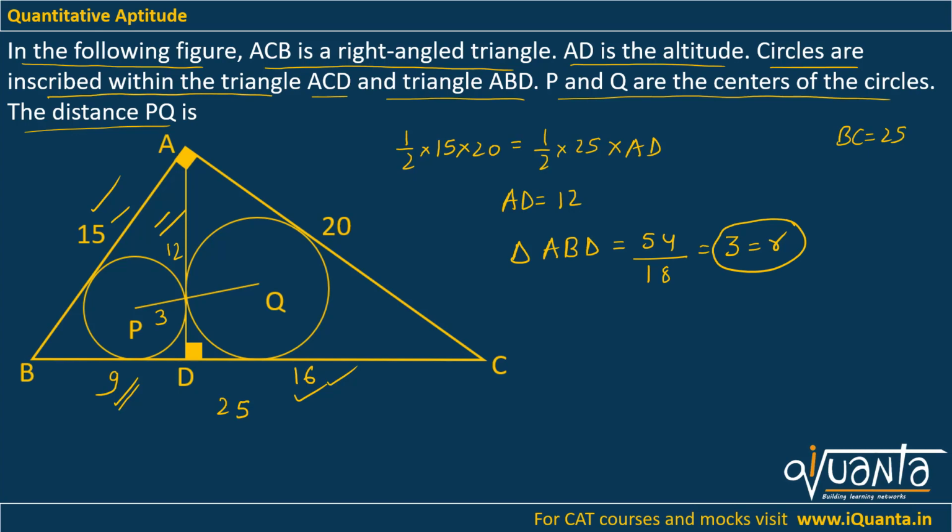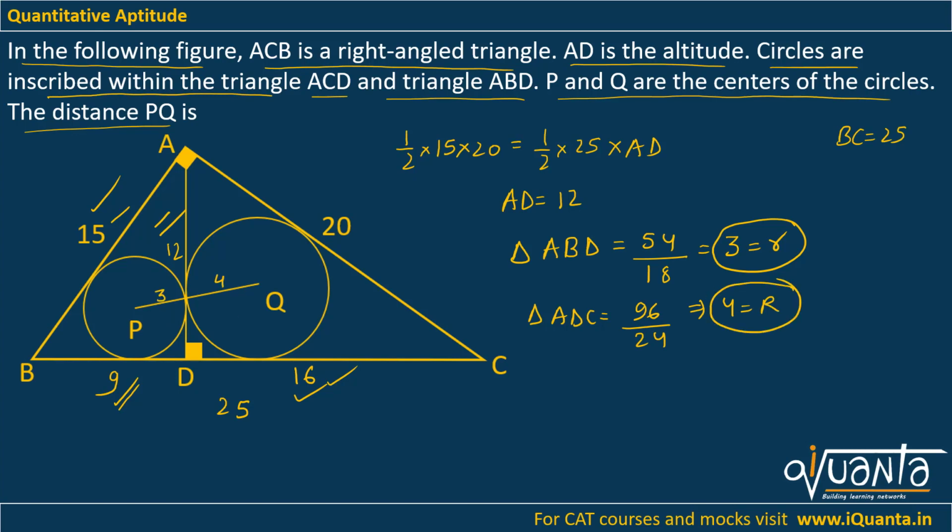Then we can find the inradius of triangle ADC. Again, the area of triangle ADC is half base into height, that means half 12 into 16, which gives us 96, upon the semi perimeter of this triangle. 12 plus 16 plus 20 gives us 48. 48 by 2, 24 will be the semi perimeter. We'll get 4 as the inradius of this bigger circle, so this will be 4.